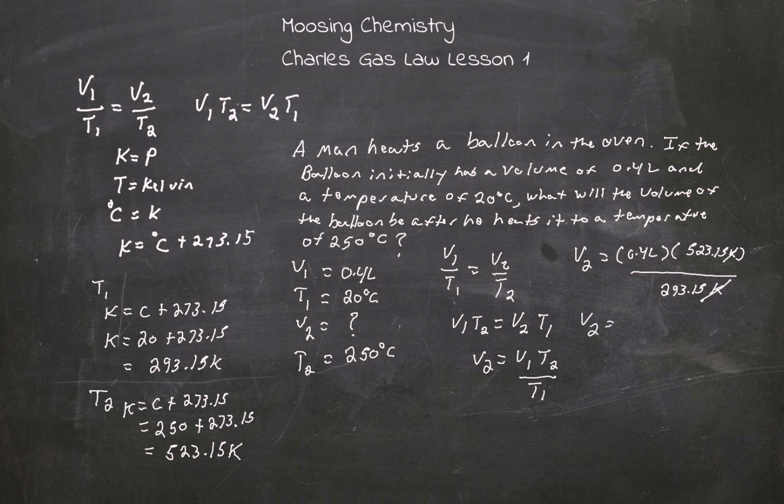So we get 0.4 times 523.15 divided by 293.15, and we get a total volume of 0.71 liters. So that answer is good. So we're going to go ahead and get ready to do our second problem. First, I'm going to erase all our previous drawings.